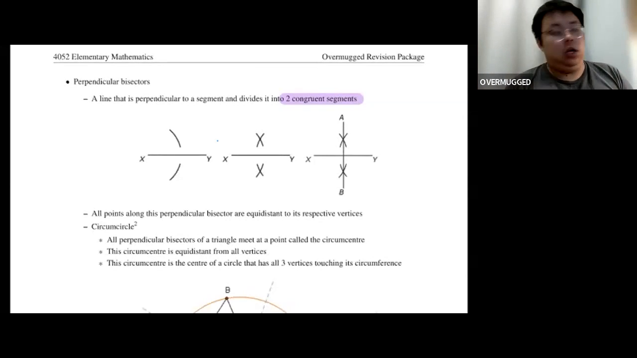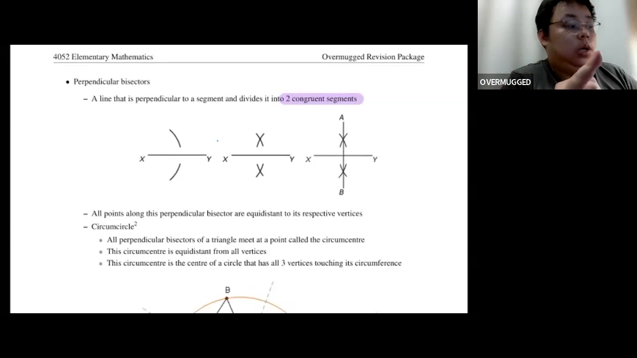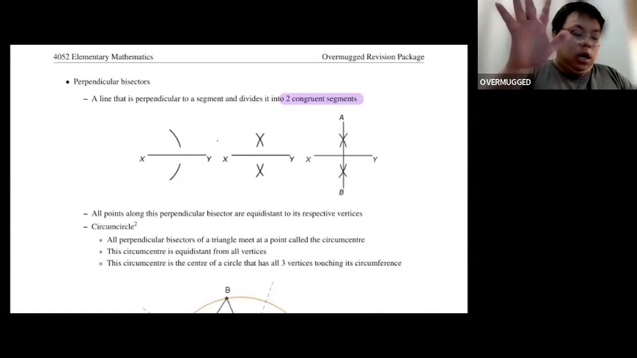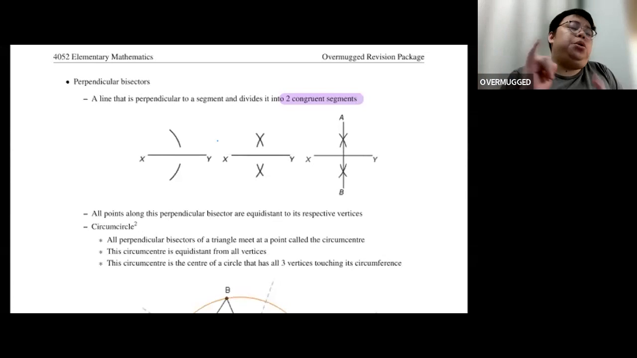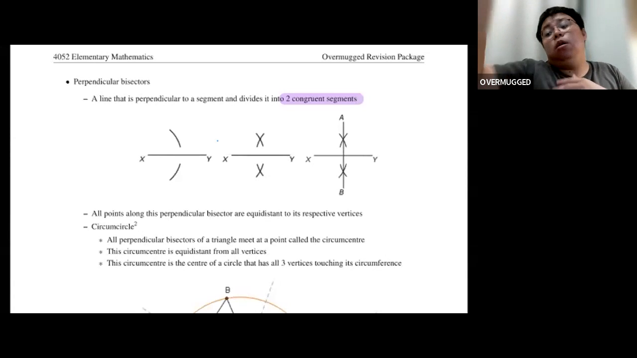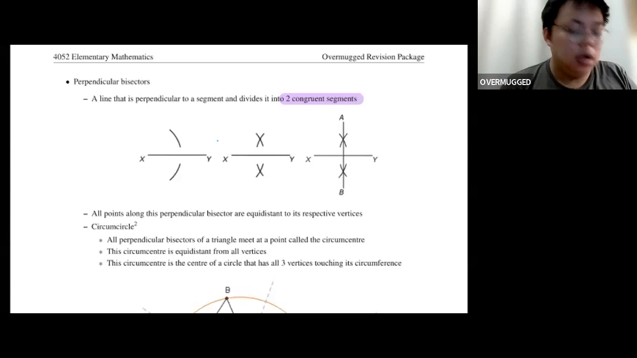And what are the steps to take? I'm going to repeat these steps, so listen carefully. Step 1, you open your compass jaw, and it must be more than half of the length of the line. So for example, if the length is 7, you open your jaw to 4.5, around there. Next, you take your pointer and mark at Y a little cross above the line and below the line. Then you repeat the same process at X until you form 2 crosses. After that, join. This is how you draw your perpendicular bisectors.